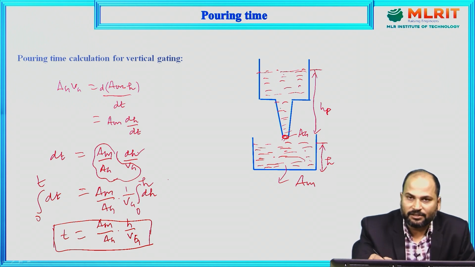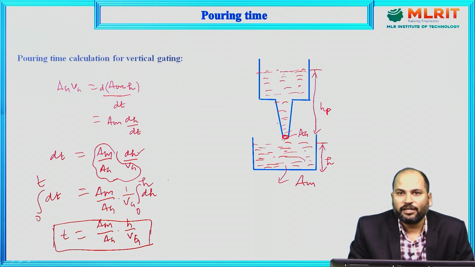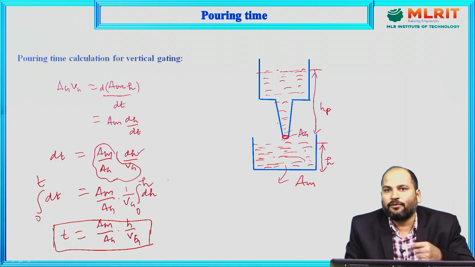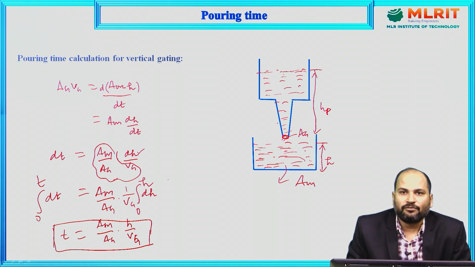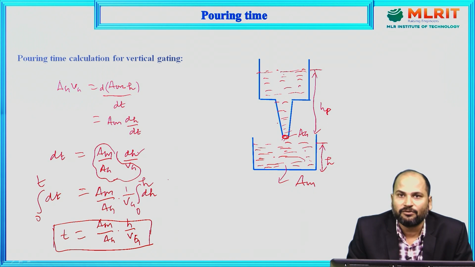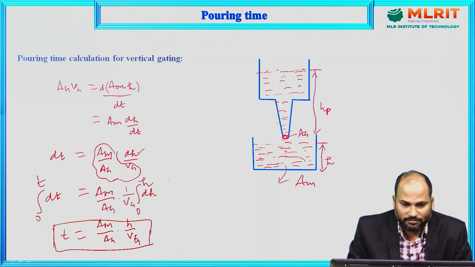It will become like a free fall. If a body is falling from a particular height, it's a free fall. We know that if it falls through a height h, then once it reaches its end position, its velocity will be under root 2gh. That is very simple. We know from simple mechanics that we can calculate like that.